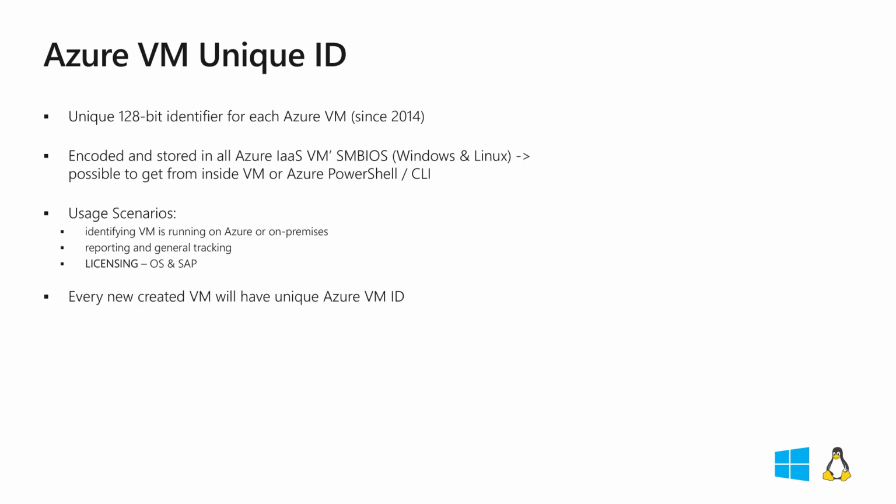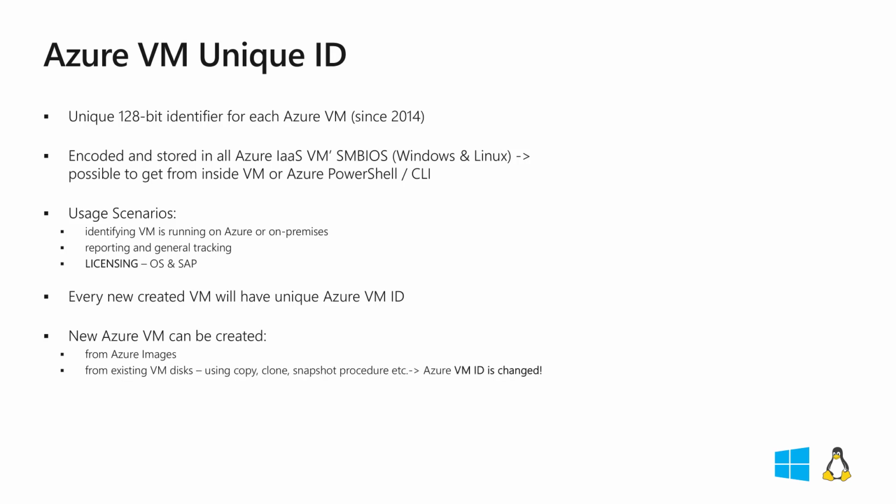Now, it's important to mention that every newly created VM will have a new and unique Azure VM ID. But there are different ways a VM could be created. Most likely you would create a new VM by going to the Azure portal and grabbing an existing VM image from the image gallery. But another way to create a VM is to clone an existing VM, so you could create a new VM from an existing VM through a copy or clone procedure.